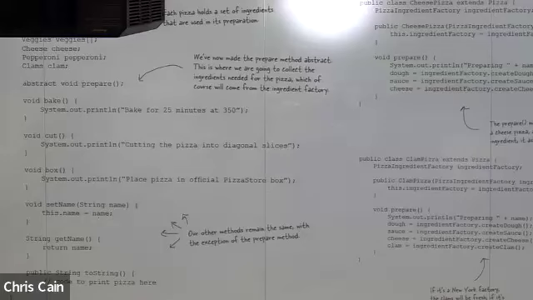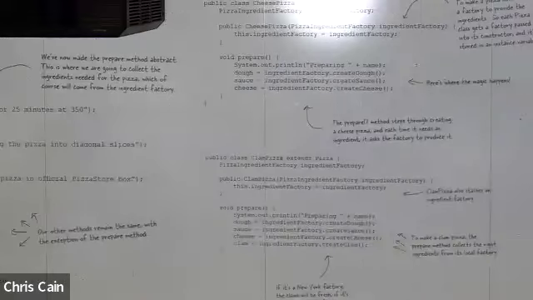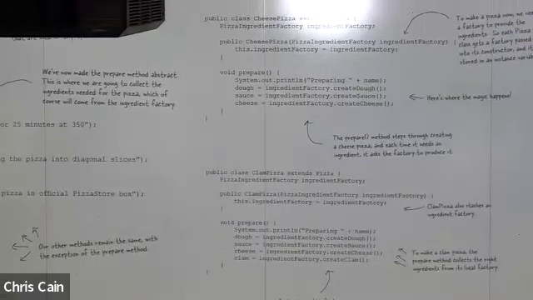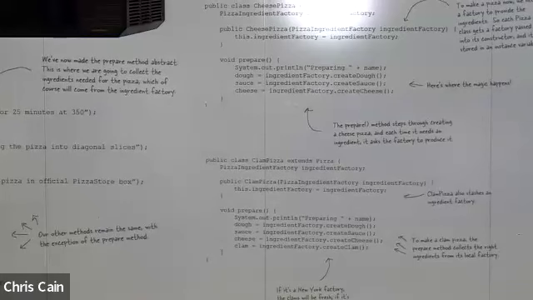So cut tells us how we cut the pizza, box tells us how we are going to box it. Set name allows us to change the name associated with the pizza. We have a get name, we have a toString, and then we have some subclasses. Here are some of the subclasses. So a cheese pizza will extend our abstract class pizza. And a cheese pizza has an associated ingredient factory.